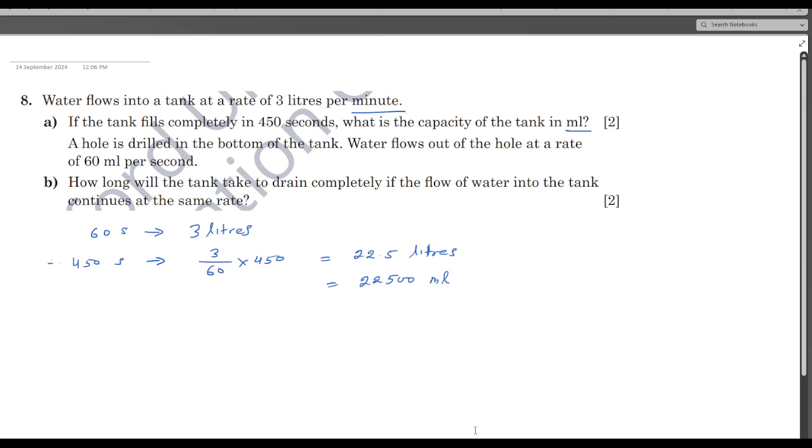Next, B part. How long will the tank take to drain completely if the flow of water into the tank continues at the same rate? A hole is drilled in the bottom of the tank. Water flows out of the hole at a rate of 60 milliliters per second. So how long will it take to drain completely?